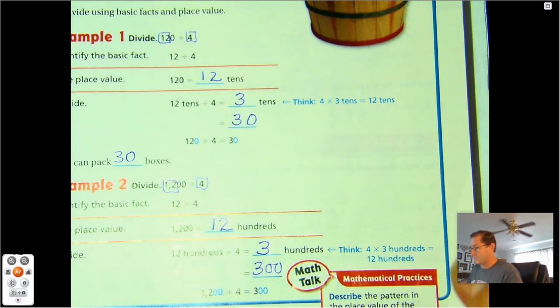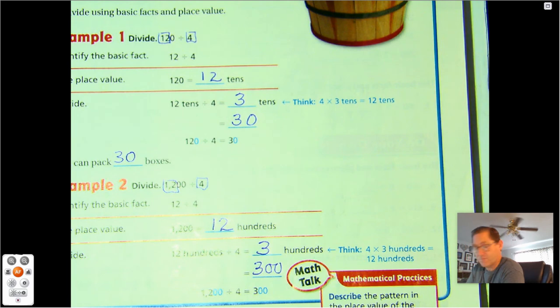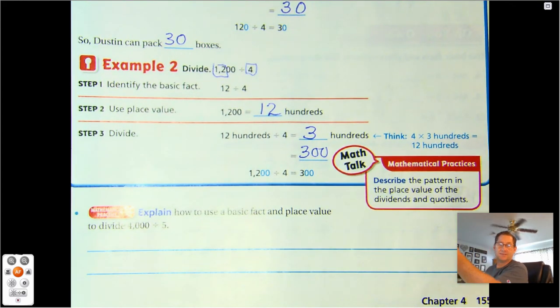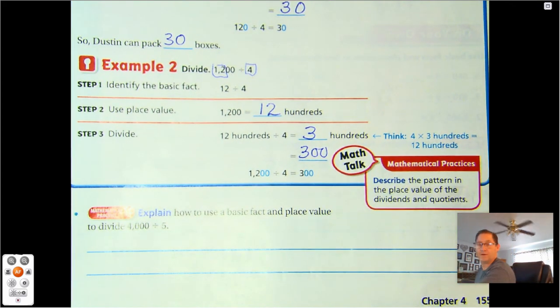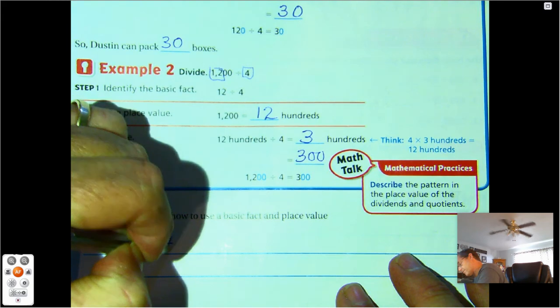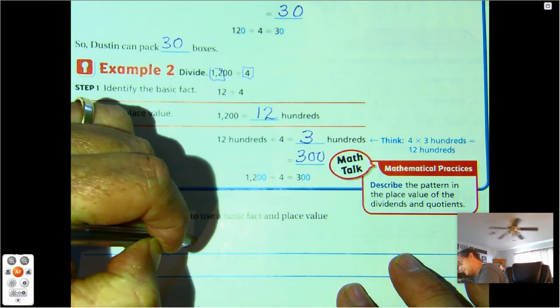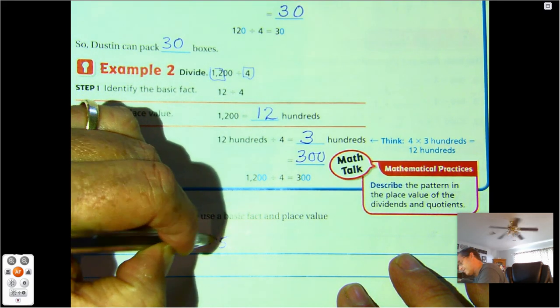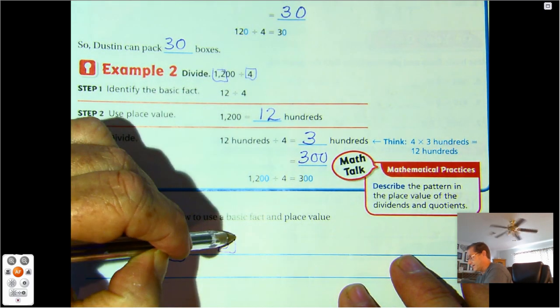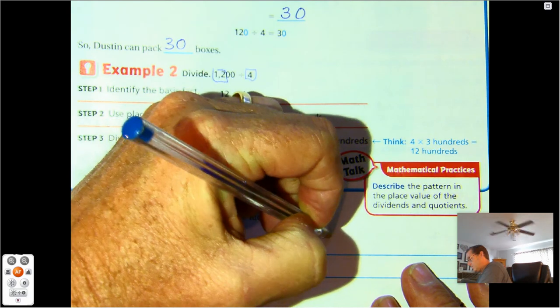Explain how to use a basic math fact and place value to divide 4,000 by 5. Let's write this out. 4,000 divided by 5. My basic math fact is 40 divided by 5.